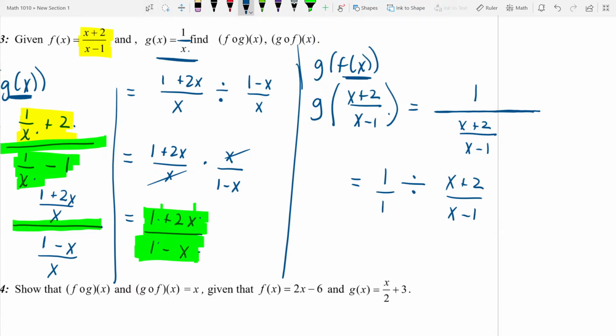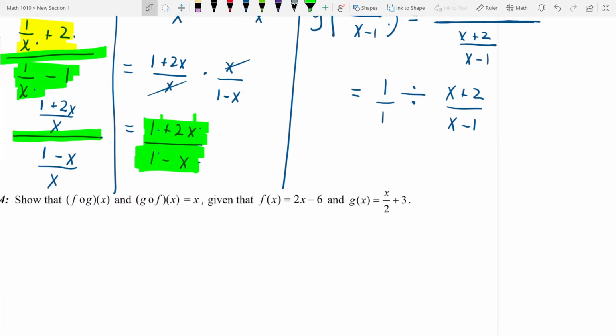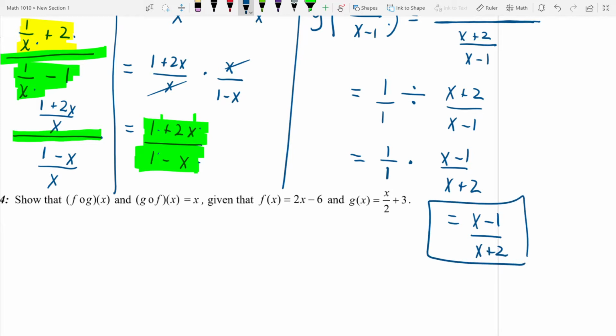Put a 1 underneath the 1 so that it's a fraction. Let's flip the second guy upside down and make it a multiplication. So it looks like that. And then remember, when you multiply the tops together and the bottoms together, nothing will cancel. So I have x minus 1 over x plus 2. Nothing cancels. I cannot cancel those x's. It would be rude to the 1 and the 2.